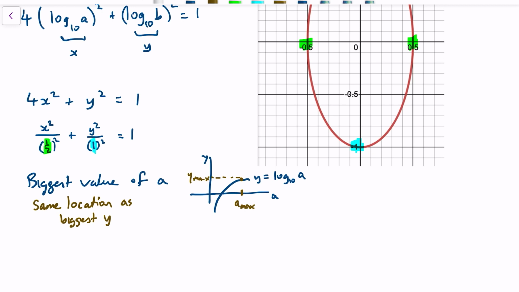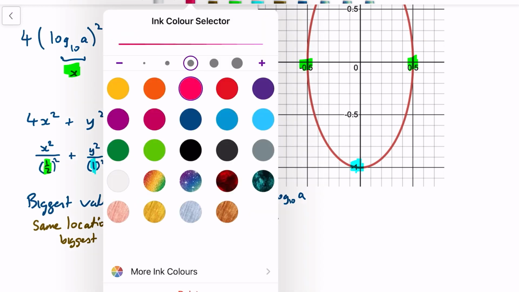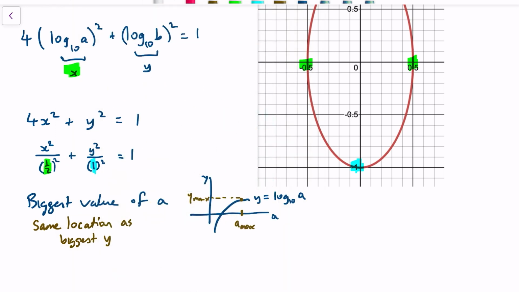So if we want to find the biggest value of A, we're finding the biggest value of log base 10 of A, which, not to be confused, I'm calling X. And on the graph there, we've got that X is equal to a half. That's the biggest value of X on the ellipse. So if we set that maximum X value, log base 10 of A, to equal the X value of a half, and then we take 10 to the power on both sides of that expression, we get A is equal to 10 to the half, or the square root of 10. So that is the max value of A.